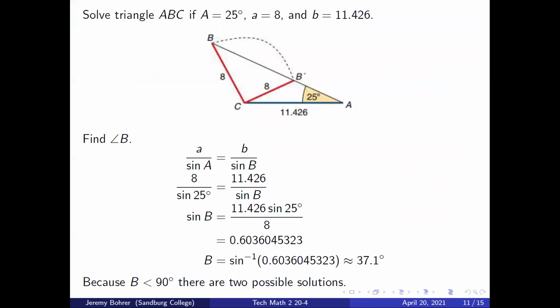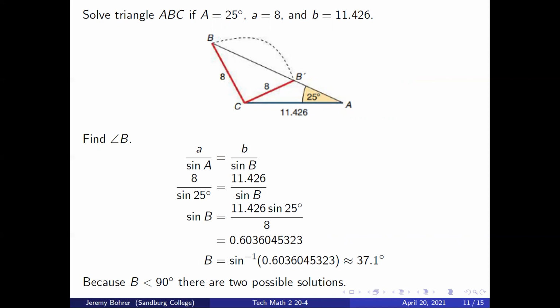Solve triangle ABC if A equals 25 degrees, lowercase a equals 8, and lowercase b equals 11.426. First, we find angle B. a over sine A equals b over sine B. So 8 over sine 25 equals 11.426 over sine B. That is, sine B equals 11.426 times sine 25 over 8, which is 0.60360454323.